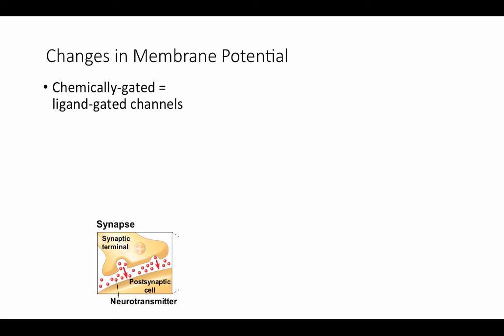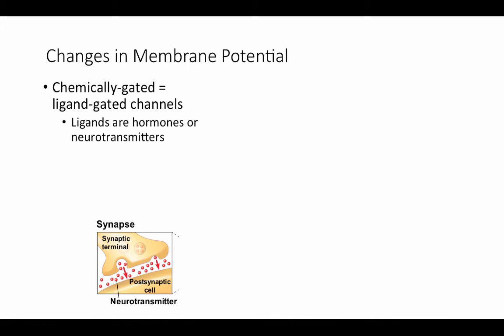So how do these changes in membrane potential come about? They come about due to these chemically gated, or what we call ligand-gated channels. Remember, at this axon terminal, the synaptic terminal, there are these chemicals called neurotransmitters released into this synaptic space, and they're going to be received by receptors on the postsynaptic cell. These receptors are going to respond to the binding of these neurotransmitters by opening these ligand-gated channels.